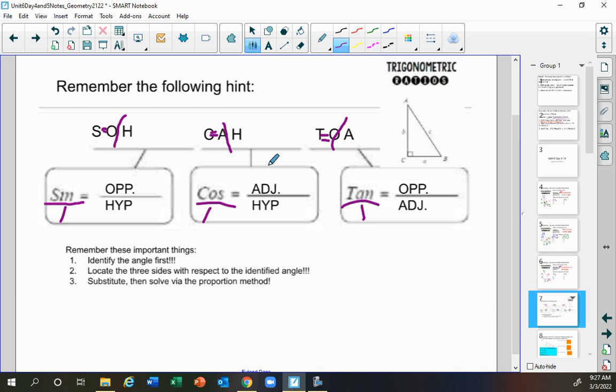But some of them, like the latter half of the period today, and what we might do to start our next class, you're going to be given a side and an angle, and then you have to determine the missing side. And then we're going to have to do something with our calculator. But it's not that bad. All right. Questions before we continue?